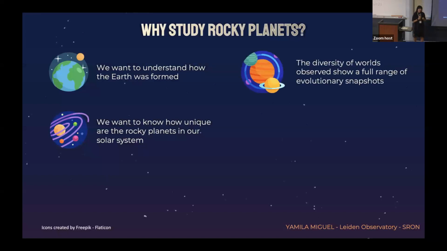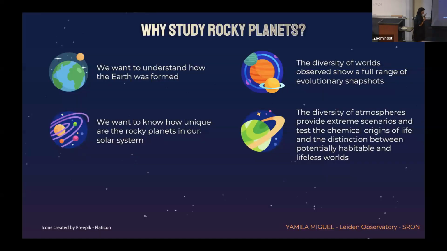One thing that exoplanets are giving us, and we cannot find that in the solar system, is that here in our solar system, we are observing the planets at a certain evolutionary stage. But when we look at exoplanets, we are looking at planets at all different ages. And that also might help us to put the puzzle together to understand how our planets formed and evolve and what happens with their atmospheres.